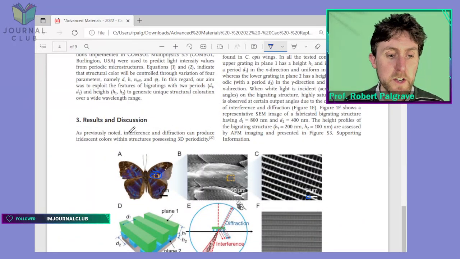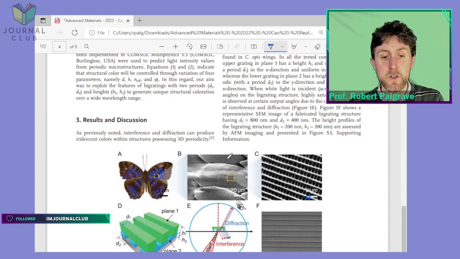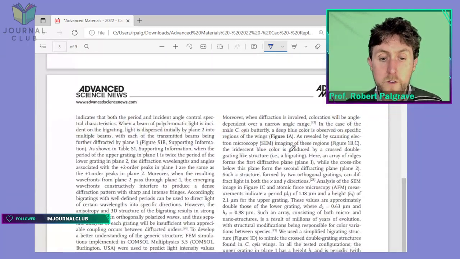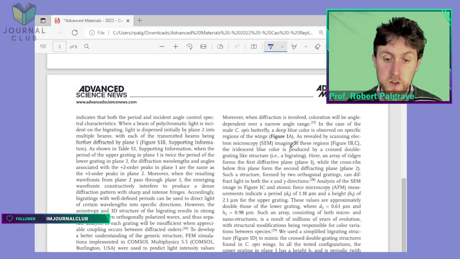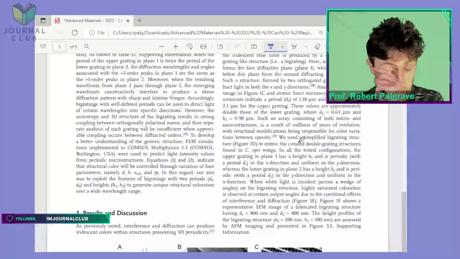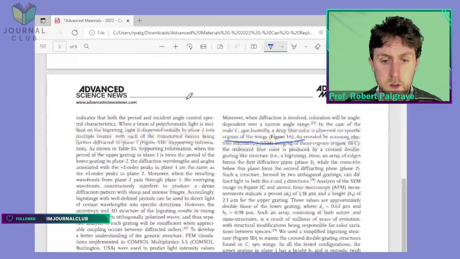So as previously noted, interference and diffraction can produce iridescent colors within structures possessing 3D periodicity. Yeah, so they talked about that in the introduction. Moreover, when diffraction is involved, coloration will be angle dependent over a narrow angle range. In the case of the male C. opis butterfly, deep blue color is observed on specific regions of the wings, figure 1A. There we go, the specific regions of the wings there.